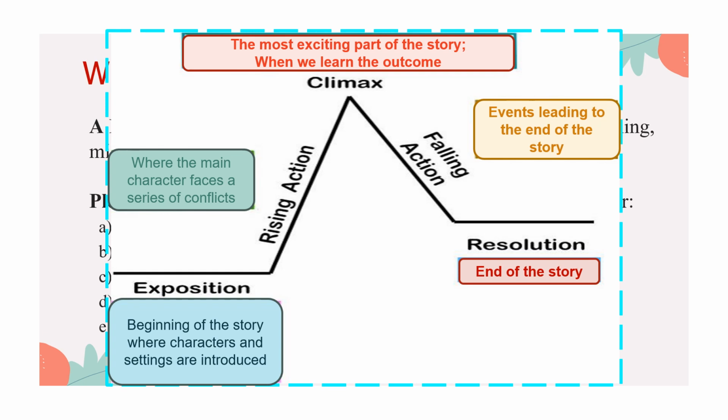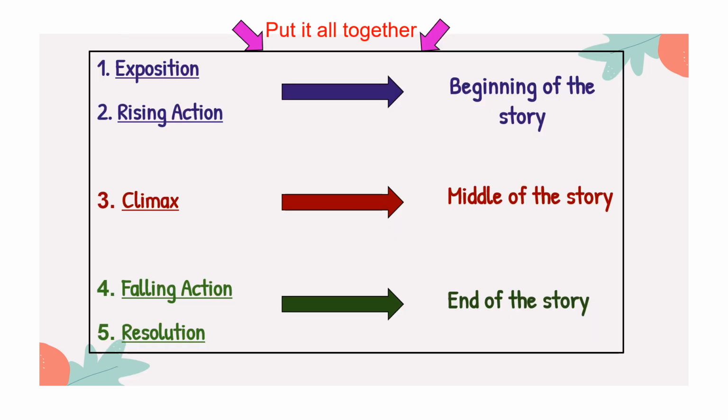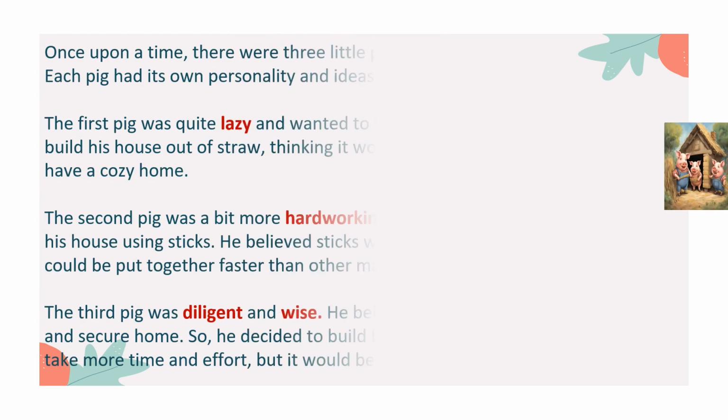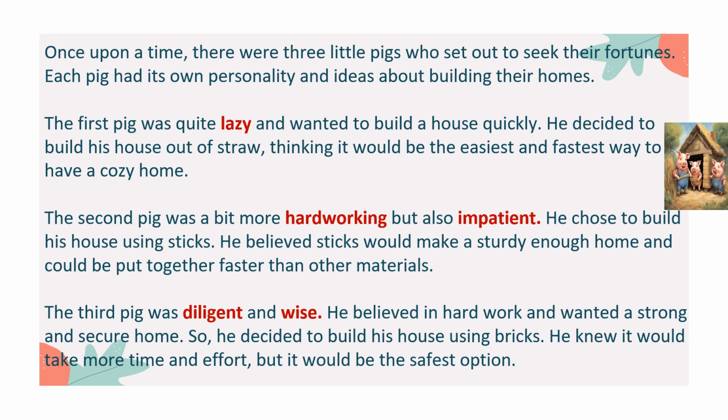Then comes falling action. Falling action is the events leading to the end of the story, or that is the result of the climax, and resolution is the end of the story. So putting it all together, it forms a plot. Exposition and rising action form the beginning of the story, climax forms the middle of the story, and falling action and resolution come under the end of the story. So before we start to plot the structure of the story of Three Little Pigs, let's read the story.